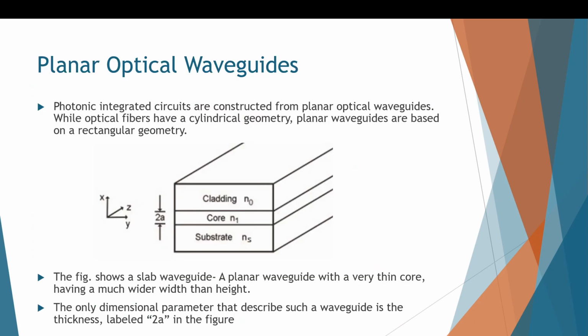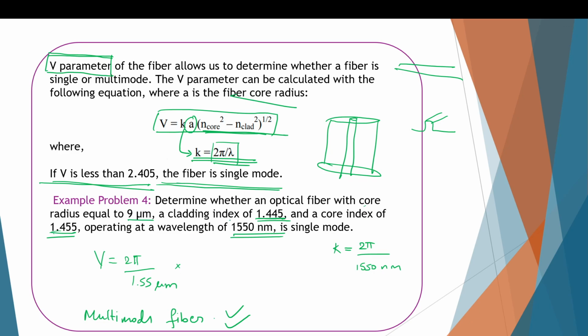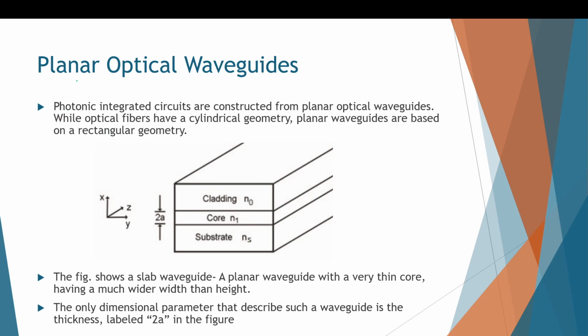Okay. So till now we were doing all the problems based on fibers. Now let us move on to planar waveguides. Planar waveguides are one of the types of waveguides that we can make on an on-chip platform. So in this picture we are seeing a slab waveguide. For a slab waveguide, there will be a slab of high refractive index material at the center, and then there will be cladding and substrate. Both of these will have refractive indices smaller than the core.